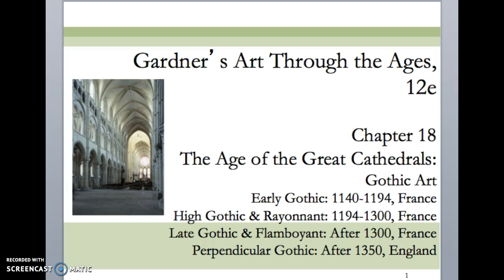We covered quite a bit. We discussed Gothic art from the early Gothic period through the late Gothic period. We also touched on a few different styles within this period, such as Rayonnant, flamboyant, and perpendicular style, so I'll try to review those if I have time.